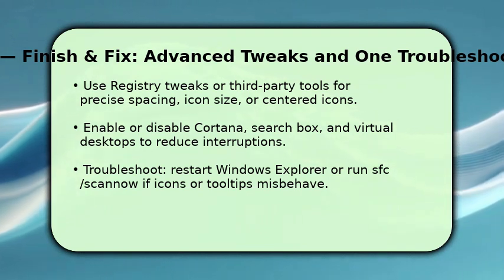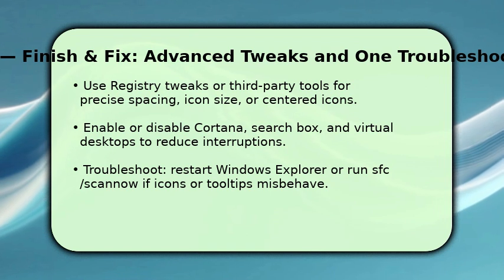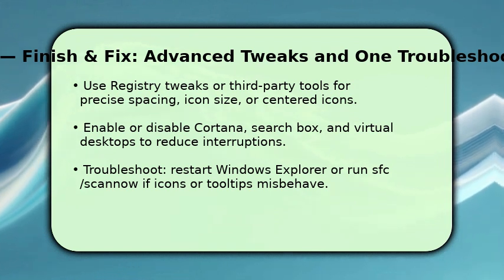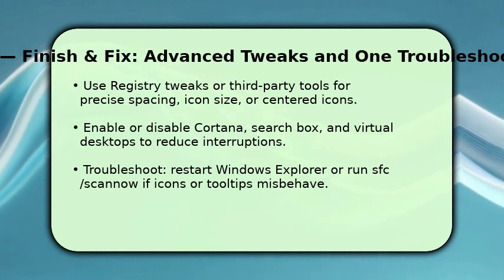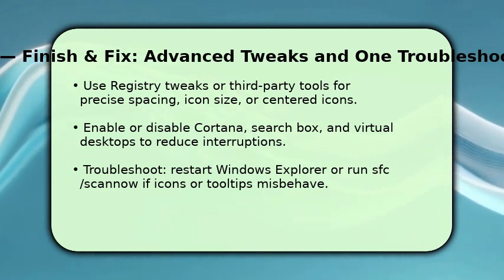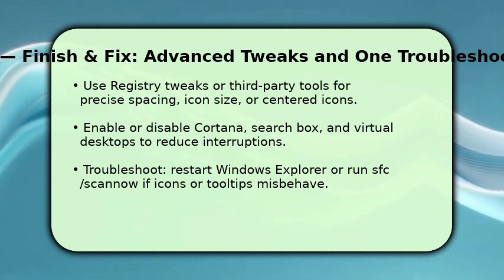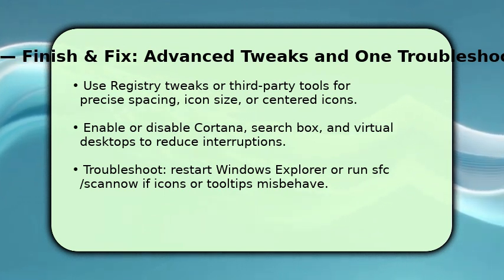If you want exact icon spacing or centered icons, consider a small registry change or a trusted utility, but back up first. Disable Cortana or the search box and hide the people icon if notifications distract you. Configure virtual desktops so open apps appear where you expect them.